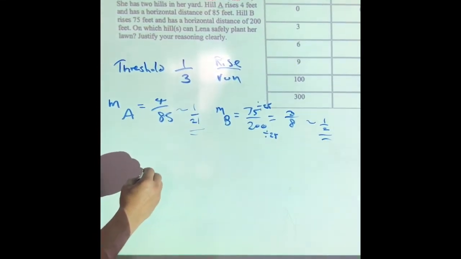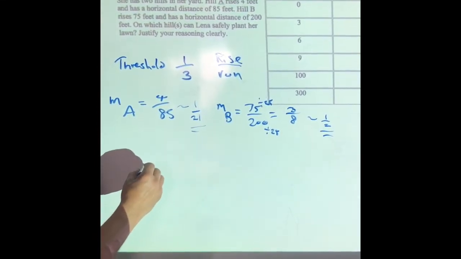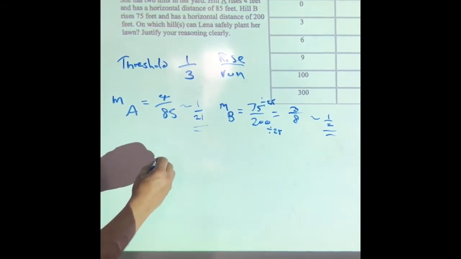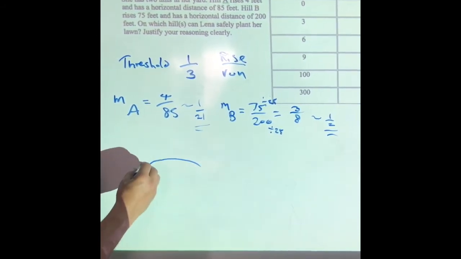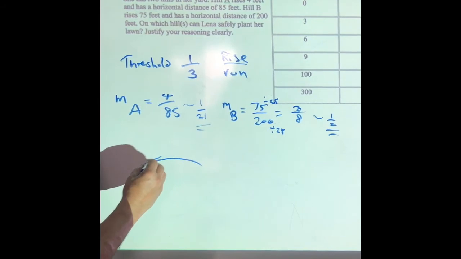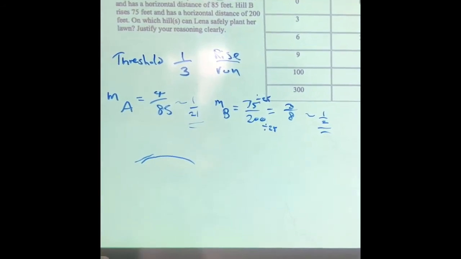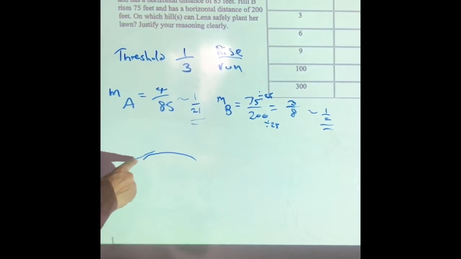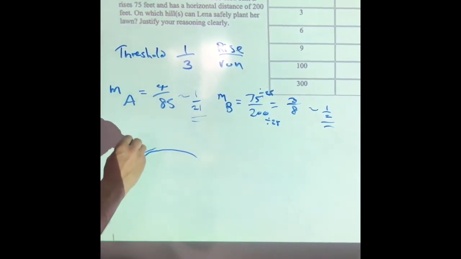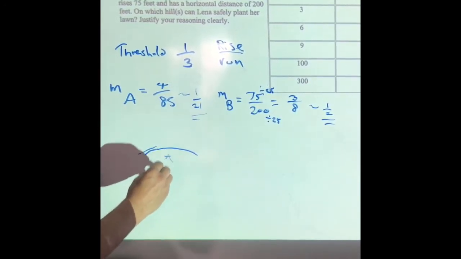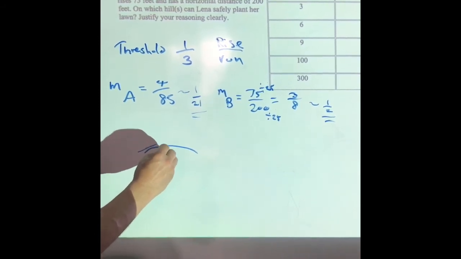So if we look at a little diagram, 1 over 21 is a very small number. If that were the slope, as you can see, it's really not that steep at all. In fact, this could even be less steep. It's a hill that doesn't have much steepness at all.